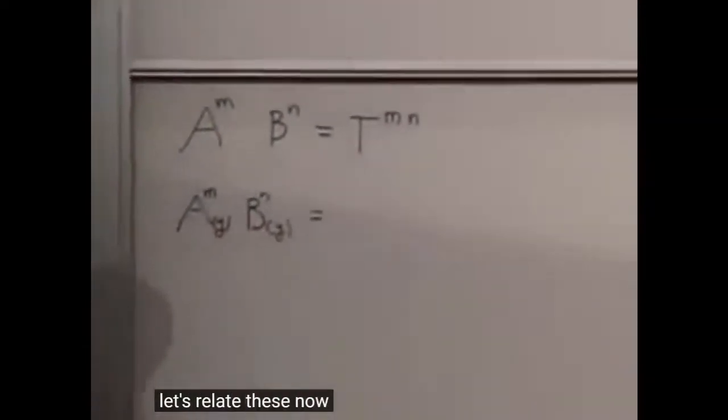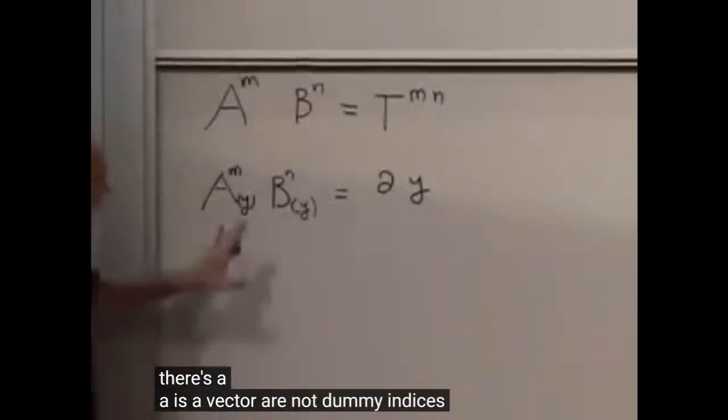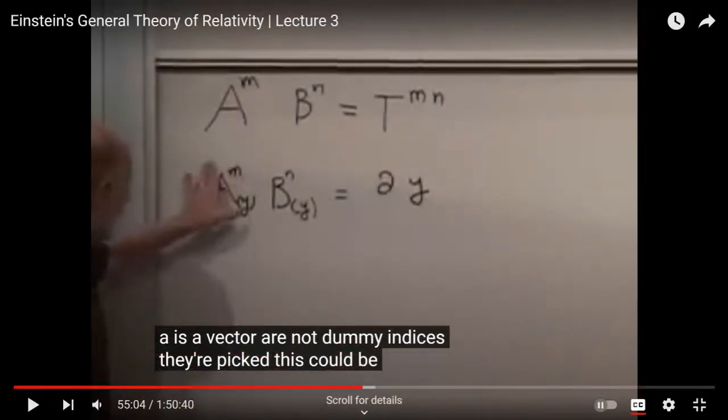Let's relate these. Now, first of all, there's A. A is a vector. These indices are not dummy indices. I guess it's after the break or something, but he forgot to start the camera, so we got started late.